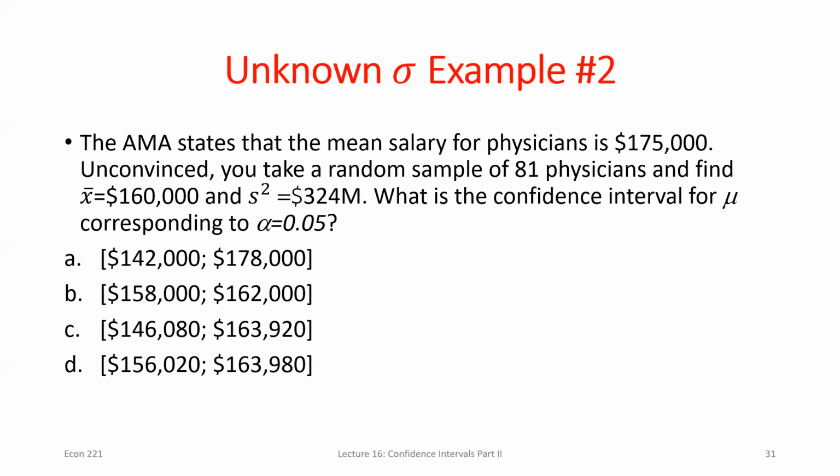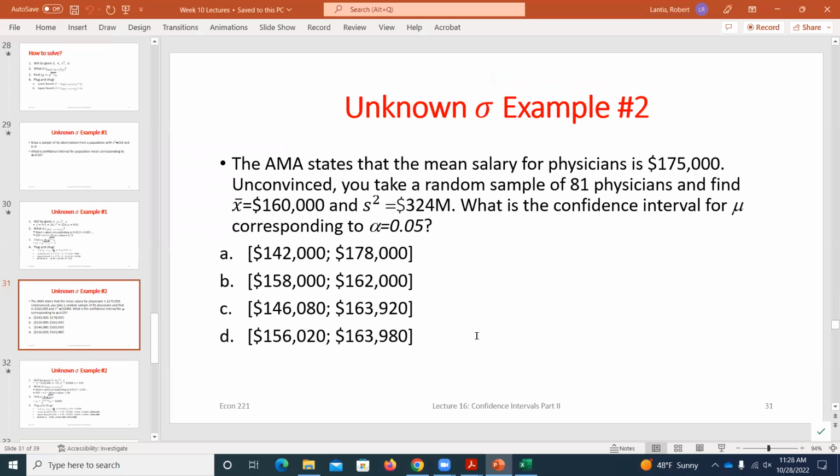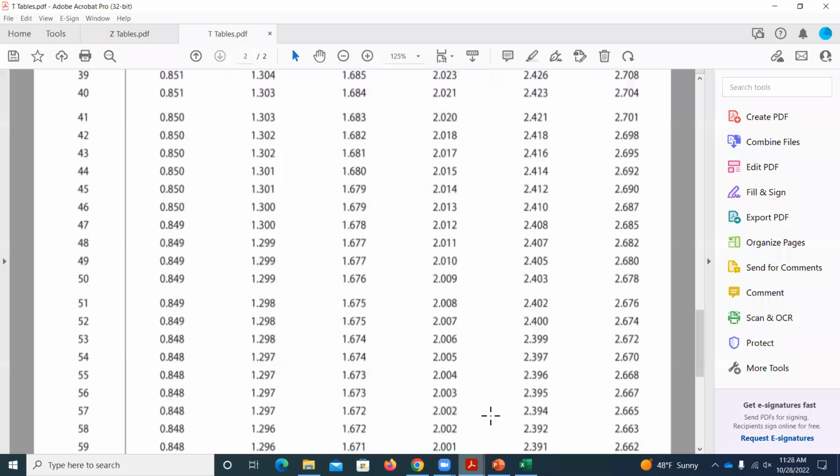So there's none of those I can rule out, but I could rule out C because I know that my sample mean, I'm adding and subtracting the same amount to it to get my upper and lower bound. It should be smack dab in the middle of my confidence interval. Okay. From here, we're going to go to our T tables.